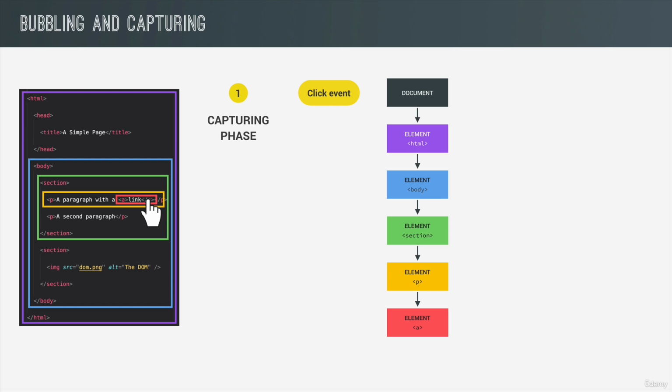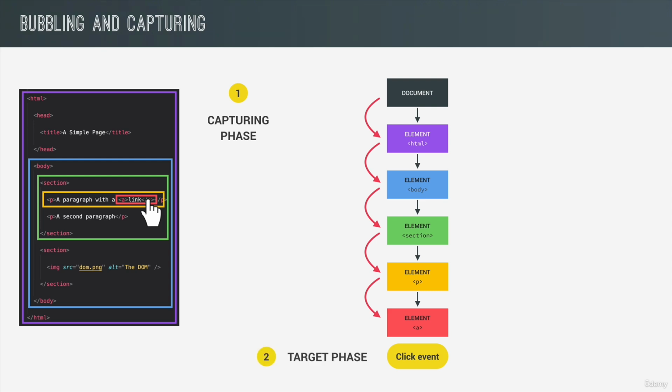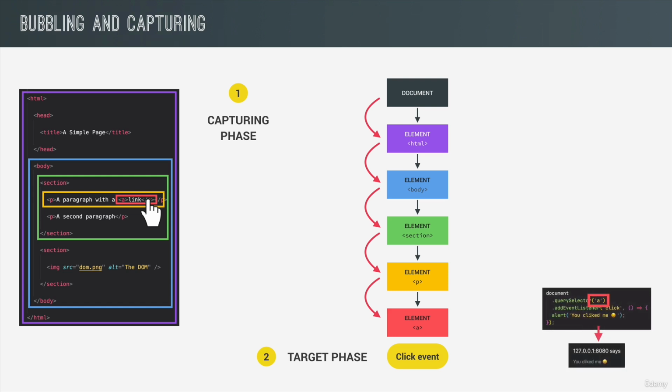And as the event travels down the tree, it will pass through every single parent element of the target element. So in our example here, the HTML element, the body element, the section, then the paragraph, until it finally reaches its target. As soon as the event reaches the target, the target phase begins, where events can be handled right at the target. And as we already know, we do that with event listeners such as this one.